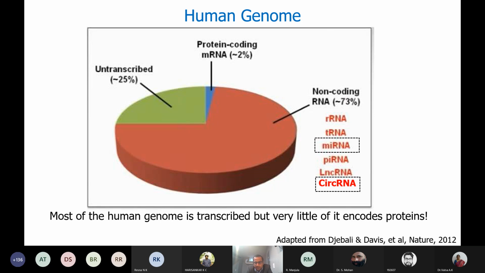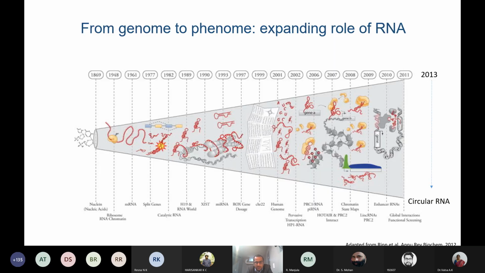Just to emphasize, these circular RNAs, by their name, are circular in nature. All the other RNAs you see in the human body are linear in nature. These are the only peculiar RNA species which are circular. We also look into microRNAs and their role in cardiovascular disease. As you look at this cartoon, this is a busy cartoon. What I'm trying to say is that it is increasingly clear that this transcribed RNA has a regulatory role.